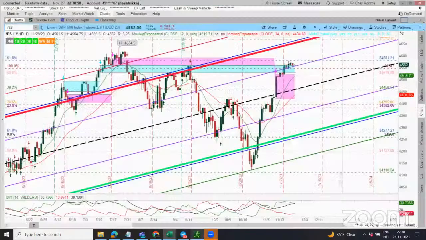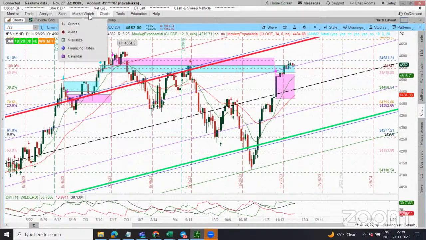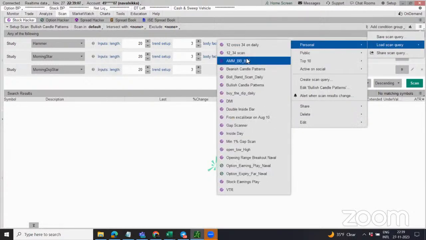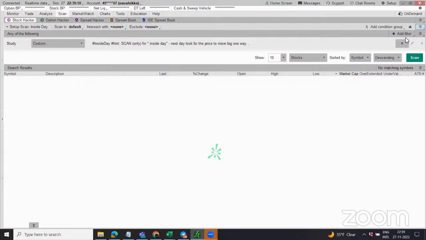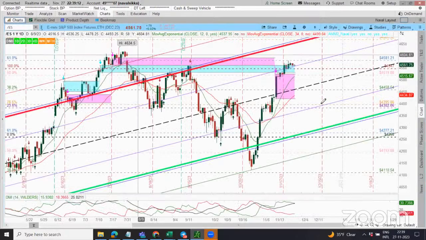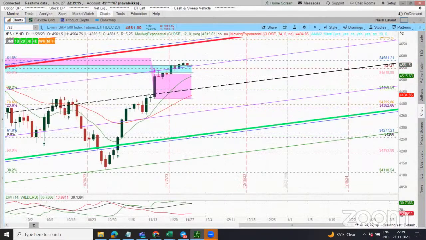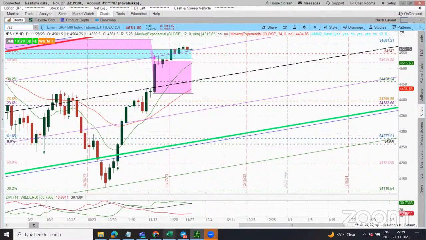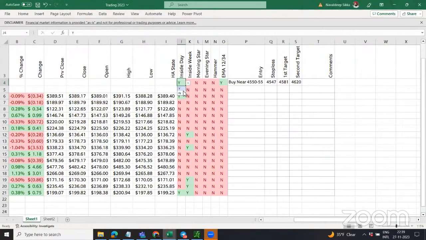I think it was an inside day on ES. Let me go back and do an inside day search. Let's look at the chart itself. Right now it's an inside day, but it's actually not. It's a very tight range. So the comment is extreme consolidation, getting ready for a big move.